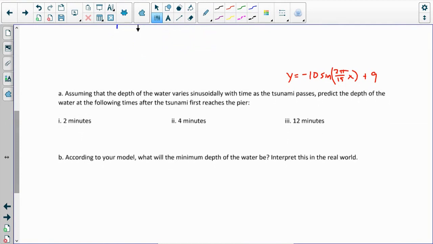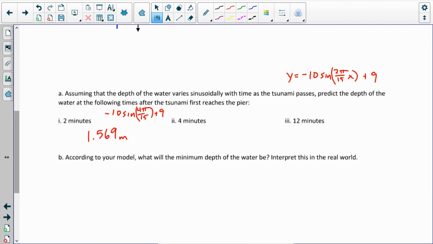Assuming that the depth of the water varies sinusoidally with time, predict the depth of the water at the following times. So at 2 minutes, we're going to sub in 2 for x. So that would be -10 times the sine of 4 pi 15ths plus 9. That's not something we know off the top of our head. So that basically means we are stuck a little bit, and so we have to type that in the calculator. So all 3 of these are just going to be calculator problems.